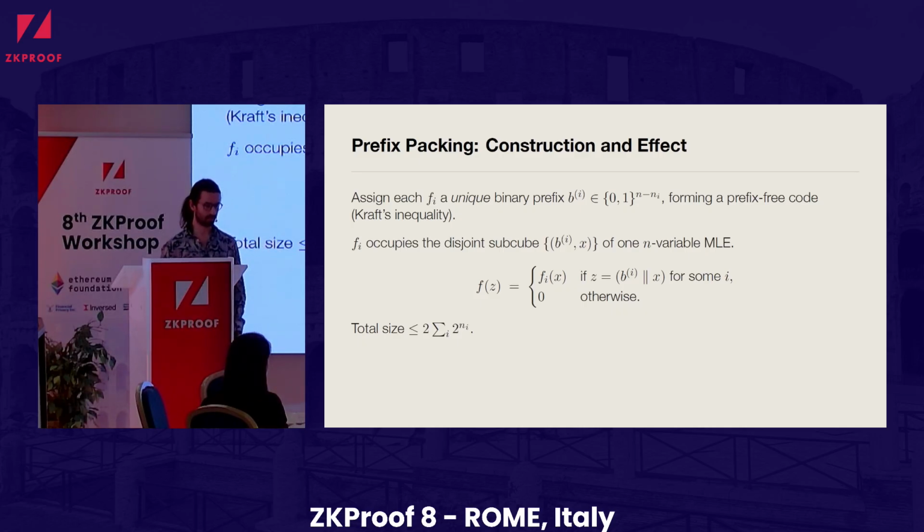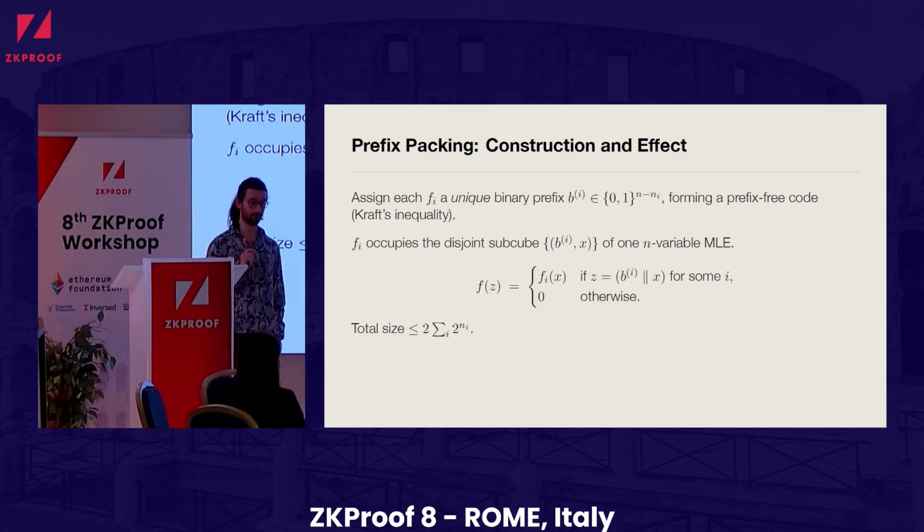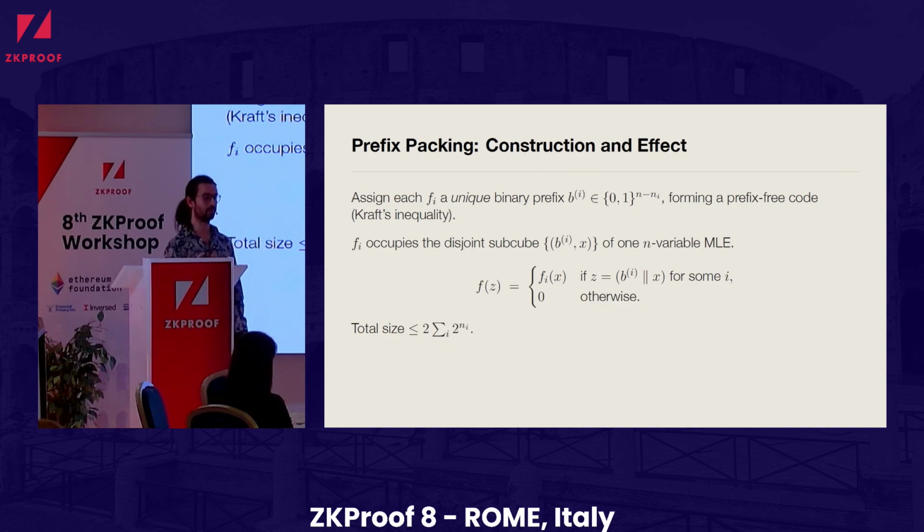So just to dive a bit deeper into what this prefix packing does, we can treat each separate polynomial fi with a unique binary prefix, forming a prefix-free code. Prefix-free means that the unique binary element that we use to identify each of these polynomials is not a prefix of any other binary encoding of the other polynomials. And this is possible because of an inequality called Kraft's inequality.